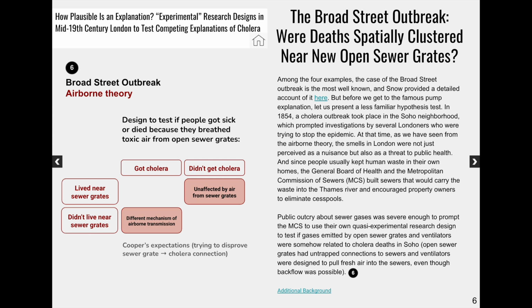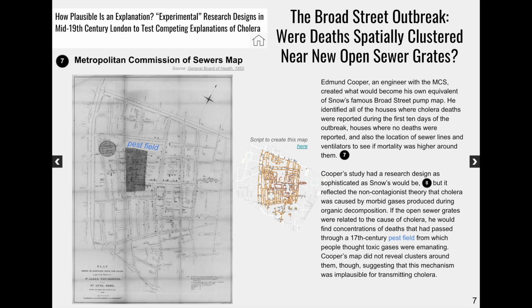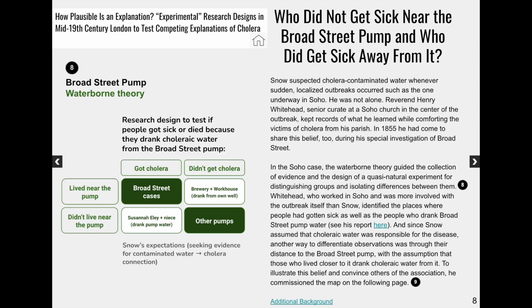Another case is that of the Soho outbreak during the summer of 1854. Local residents thought that cholera was spreading due to morbid gases emanating from a 17th century Great Plague pest field as new sewers were being built. And since miasma was considered the most likely explanation for the transmission of cholera at the time, Edmund Cooper, an engineer with the Sewer Commission, created a map to see if deaths occurred more frequently near untrapped sewer grates and ventilation shafts, but the map showed no relationship between them and deaths.